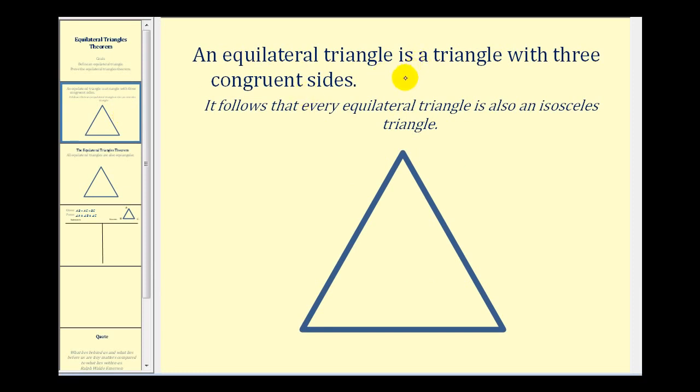An equilateral triangle is a triangle with three congruent sides. So if each side of the triangle has one hash mark, we know that the three sides are congruent. And we should recognize that every equilateral triangle is also an isosceles triangle. Remember, an isosceles triangle has at least two congruent sides.